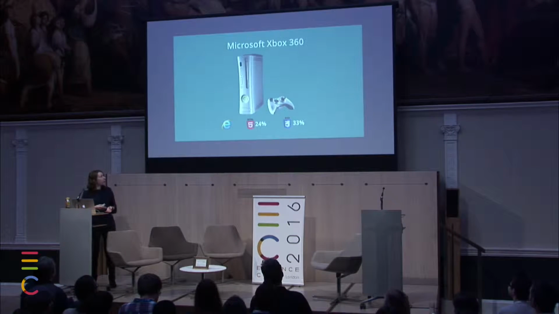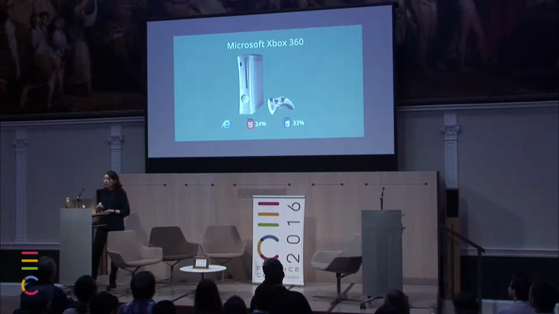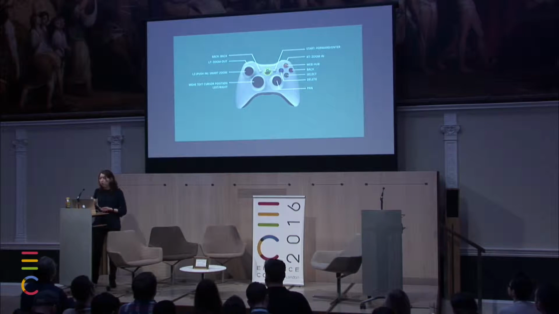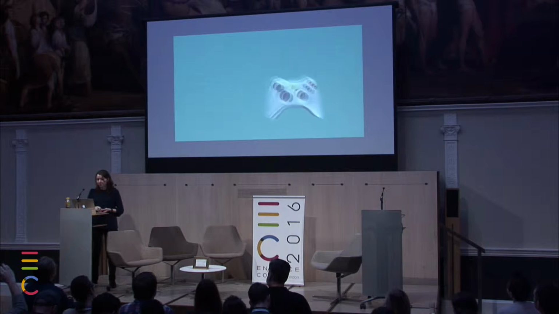It also brought us the Xbox 360. It only got a browser relatively recently, but it's an IE9 browser, and it scores 24% on the HTML5 test and 33% on the CSS3 test. Most of the buttons on the controller you used, you can use the analog stick to pan, and there's something called Smart Zoom that lets you zoom in wherever the cursor is.